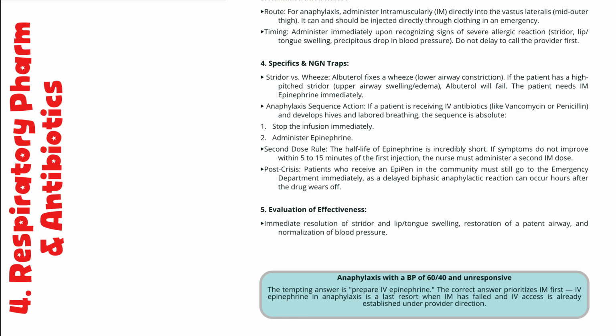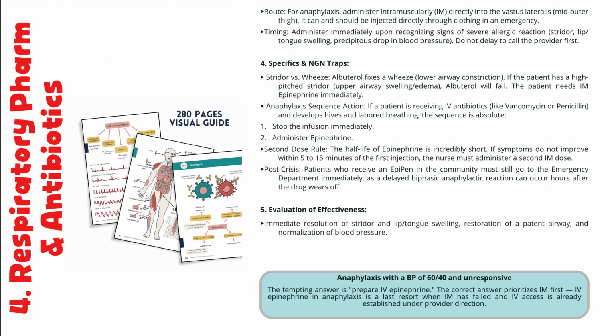And if a patient develops hives and labored breathing while receiving IV antibiotics like vancomycin or penicillin, the sequence is absolute. Stop the infusion first, then give epinephrine. If symptoms haven't improved 5 to 15 minutes after the first IM dose, give a second one. Epinephrine's half-life is short. And any patient who used an EpiPen in the community still needs the emergency department, because a delayed biphasic reaction can strike hours later.